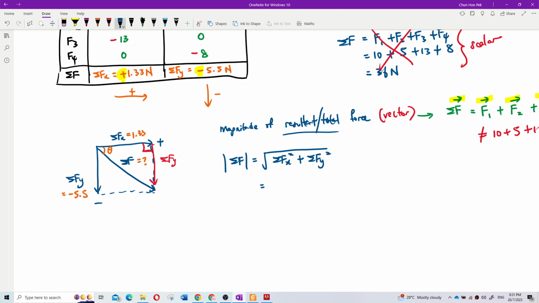Okay, someone, can you help me find the value? 1.33 squared, and then plus Fy. Fy is negative, never mind, because it is squared already, we don't have negative anymore, it becomes a positive value. Okay, so someone please help me to find the resultant, the magnitude of the resultant force. What's the answer?